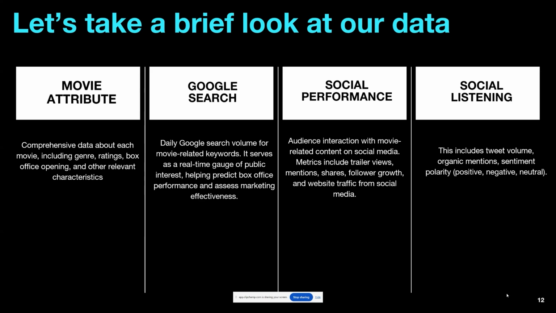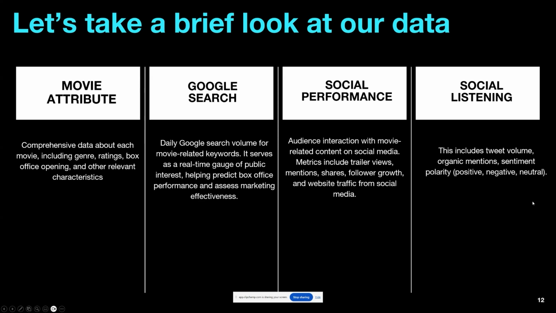I know we looked through movie attribute and Google search through Excel last time, going through one by one, mainly looking at what kind of data problems they can have and how to go about fixing those things. This time, we're going to be looking at the mostly social listening data that's on the far right. And then social performance, I would leave this up to you guys to explore based on what we do today with the social listening.